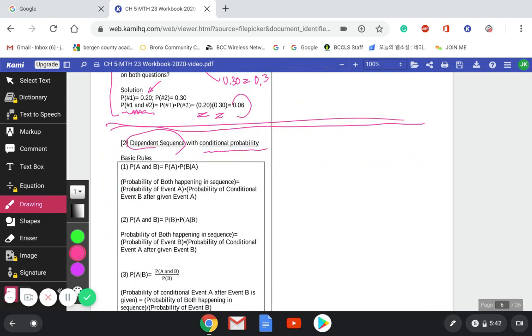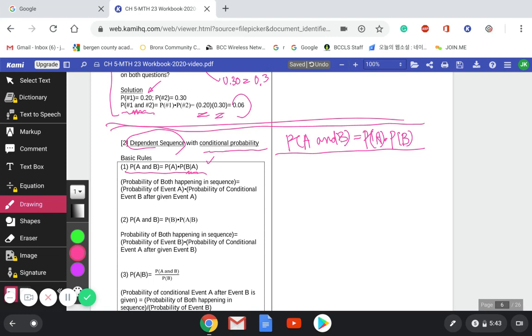Then in the basic rule, the probability of A and B is always the probability of A multiplied by the probability of B. But that's for independent events. For a dependent event, you write it like this: the probability of A and B is the probability of A times the probability of B given A.